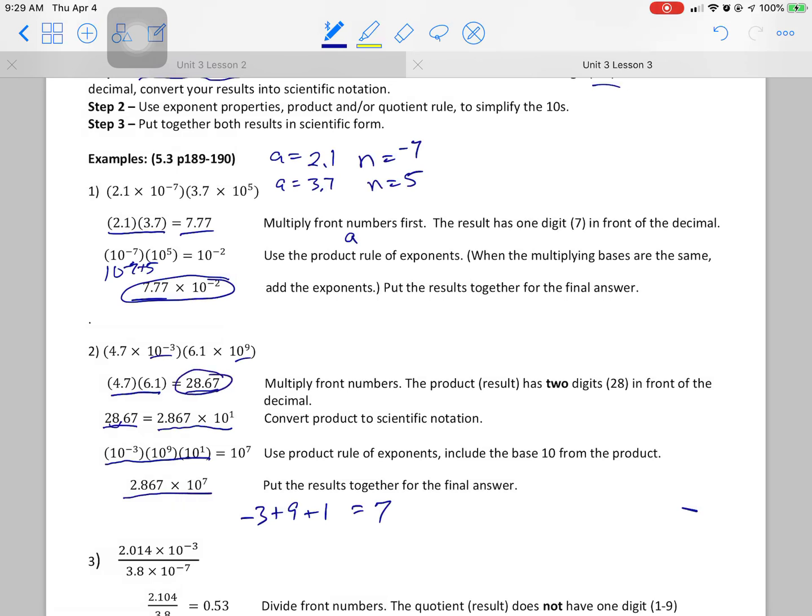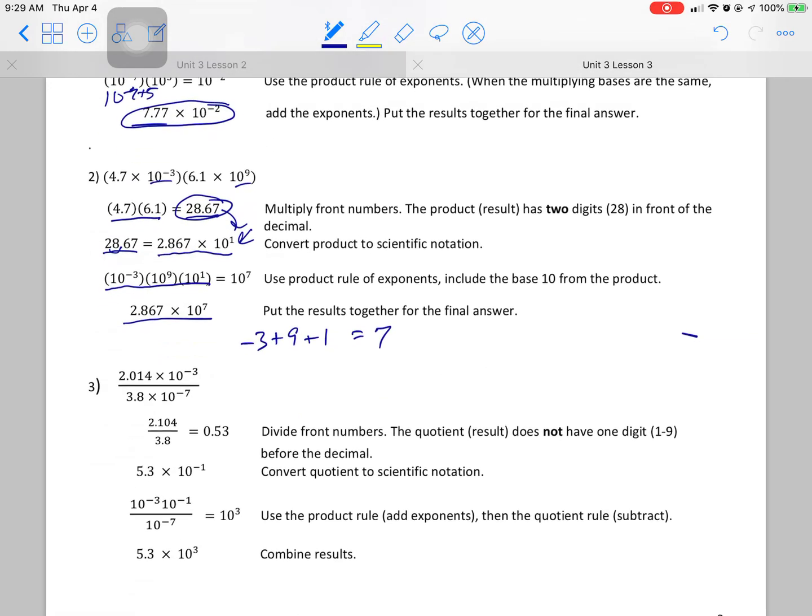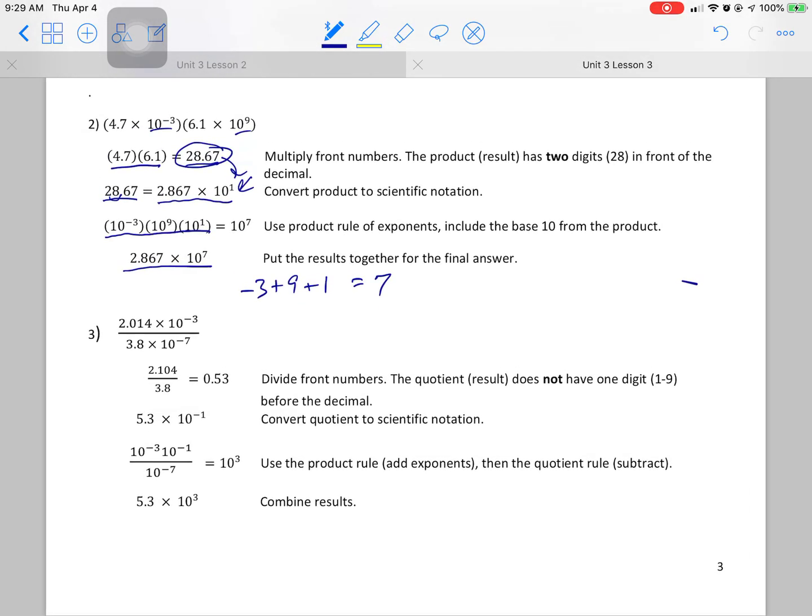So if you don't end up with one place, you have to convert it and then put them all together. I find that to be the easiest to do. There are certainly other ways to do that, but this is my recommendation. When we're dividing, we're doing the same thing.